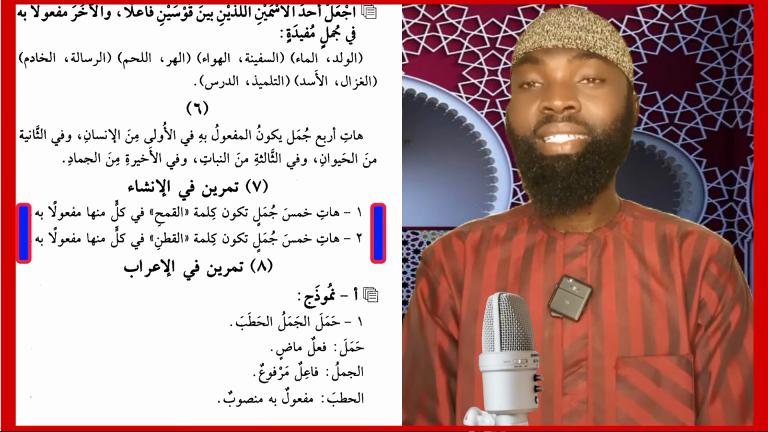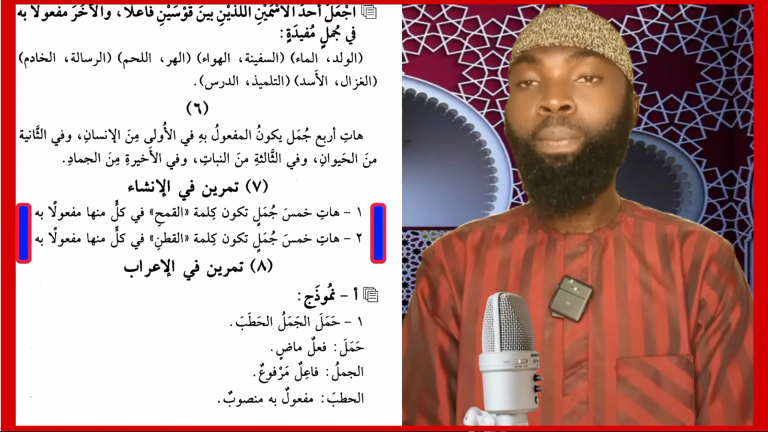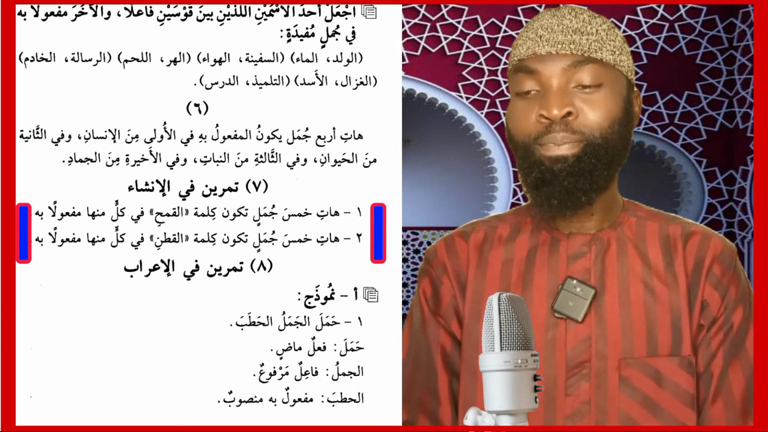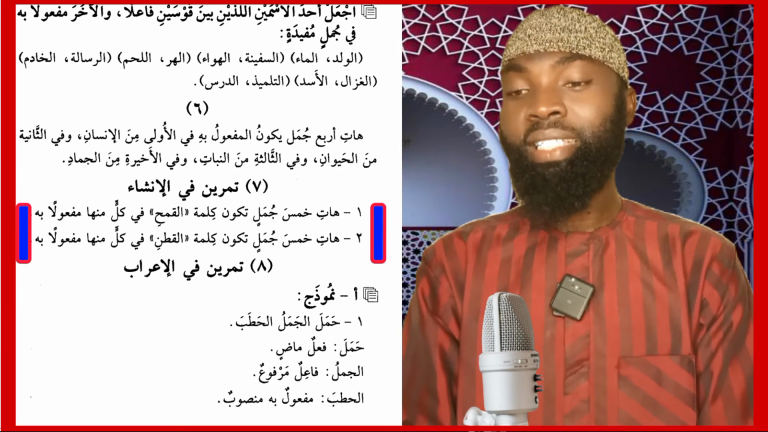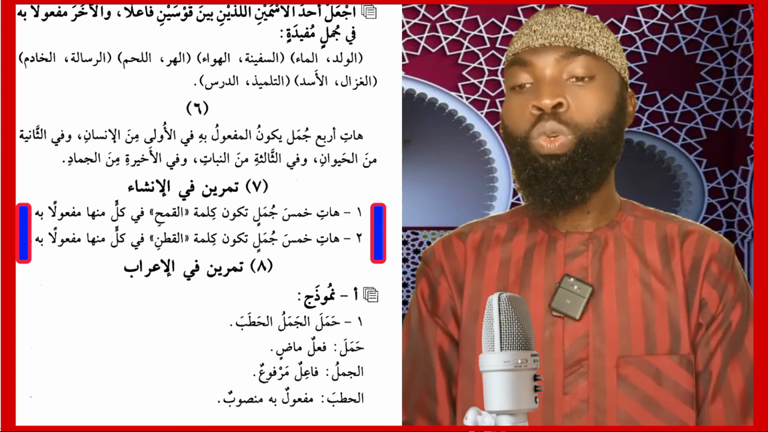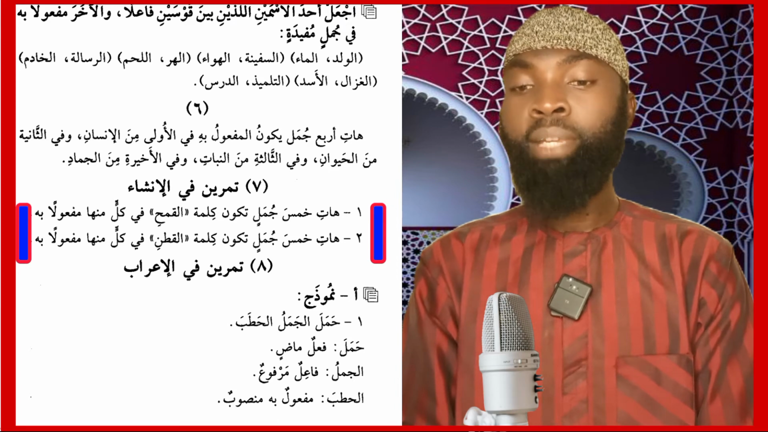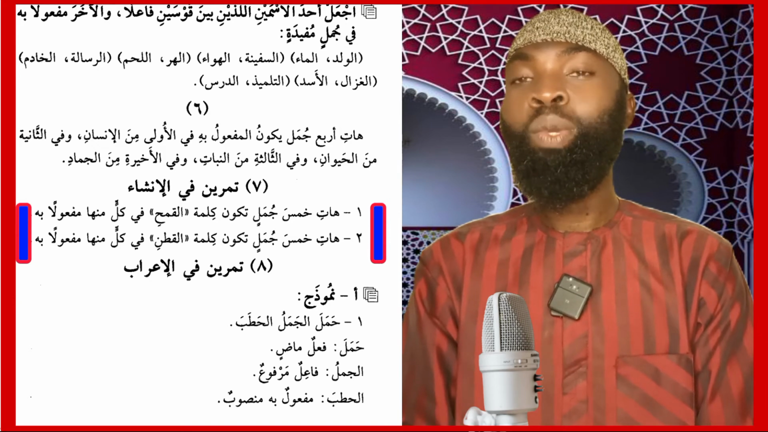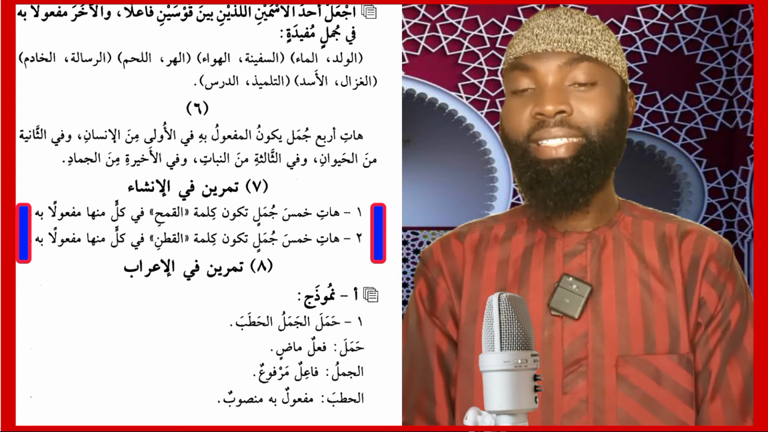We can see in each of these sentences, the word al-qamha, name of a plant, is coming in the position of an object. Moving to number 2 under this Tamrinul Sabi', the instruction says: Hati khamsa jumalin takunu kalimatul qutni fi kullin minha maf'ulan bih. That we should form 5 sentences. In each of the sentences, the word al-qutn, which is cotton, should come in the position of a maf'ulun bih, which is an object.